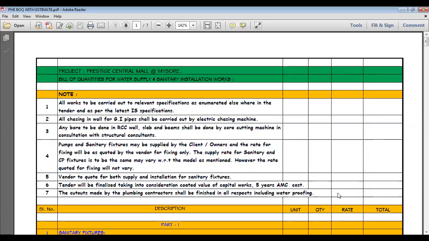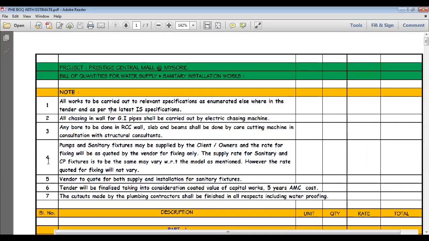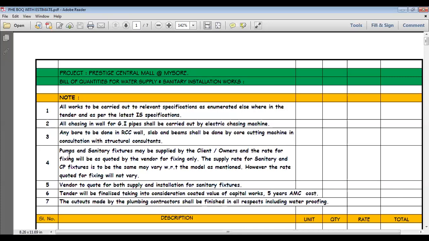On the first page of the BOQ only we will put it. These notes: all works to be carried out to relevant specification as enumerated elsewhere in the tender and as per the latest IS specification. All the chasing in wall for GI pipe shall be carried out by electric chasing machine. Any work to be done in RCC wall, slab and beam shall be done by the core cutting machine in consultation with the structural consultant.